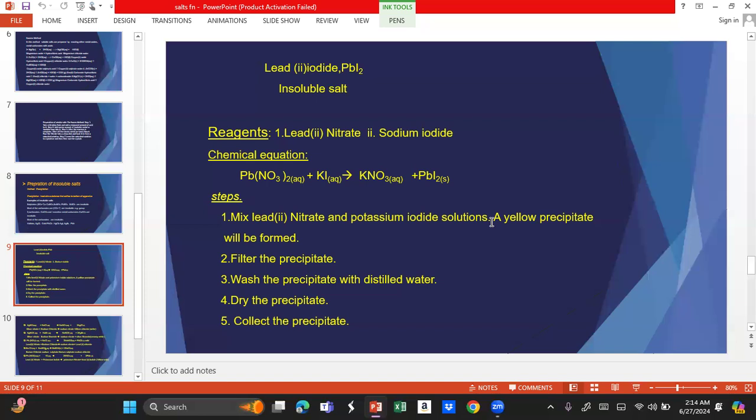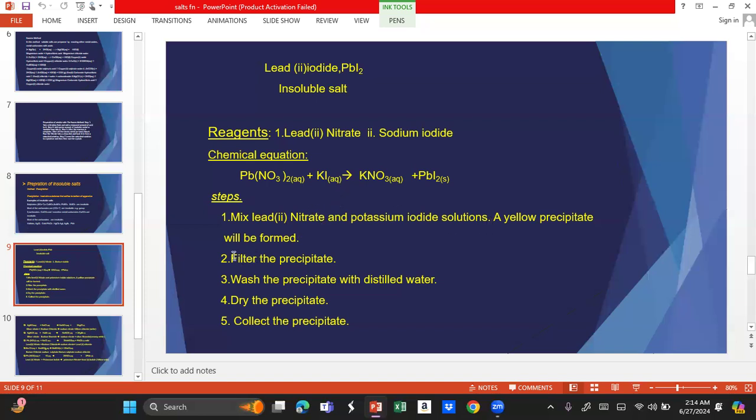You must keep in mind all the salts are usually ionic compounds. This is very important to know, because if you know that this is an ionic compound, then you will be able to decide its properties, like physical properties. Okay, when the precipitate is formed.